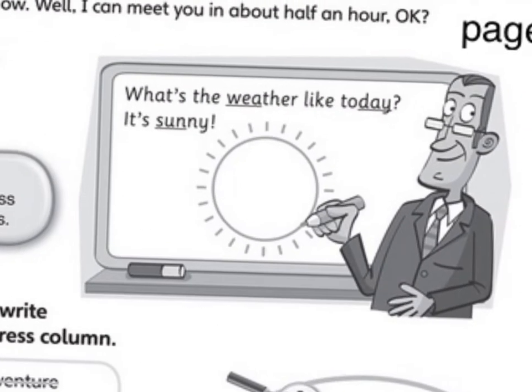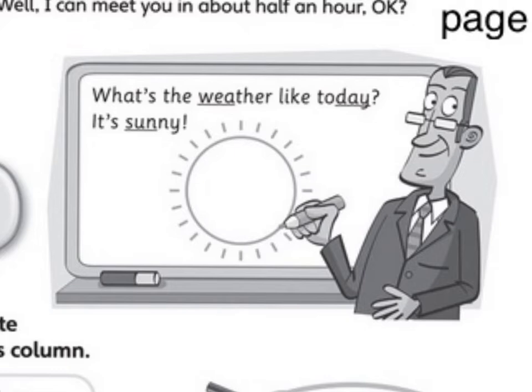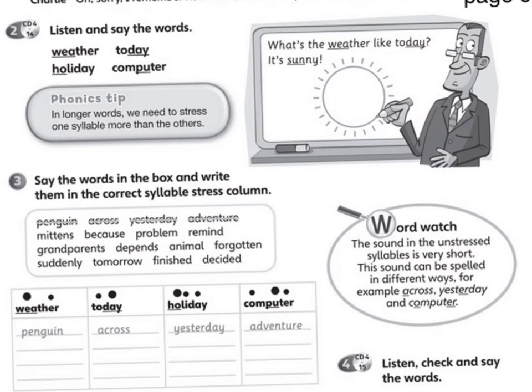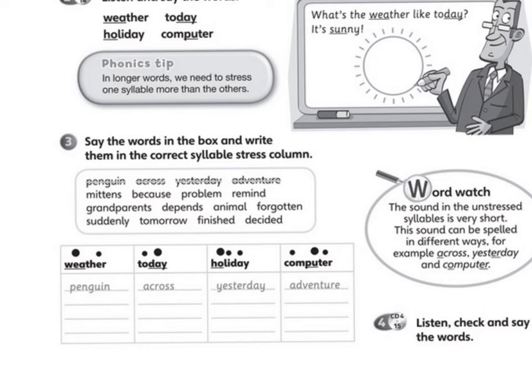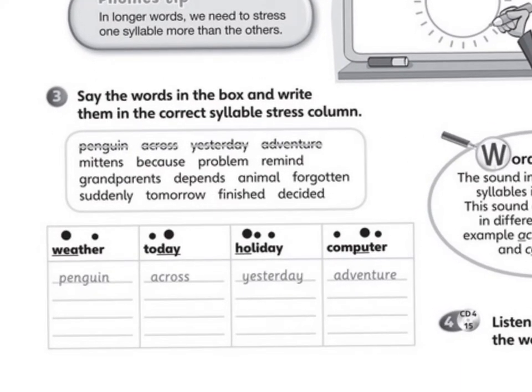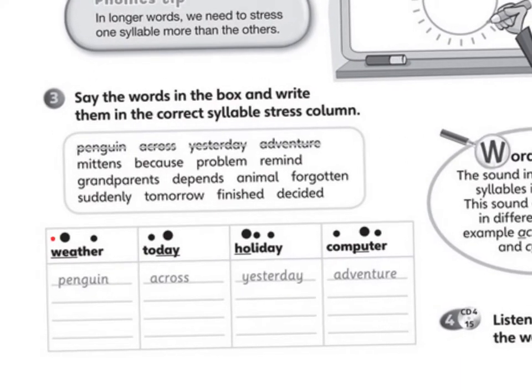Let's pay attention to the illustration here. It says, what's the weather like today? It's sunny. Can you listen? The emphasis is on today, sunny. Okay, so we're going to pay attention to the stress of the syllables. Here we have some syllables and we have the representation of the stress. Here, the bigger ball represents the stress and the smaller balls are just normal syllables.